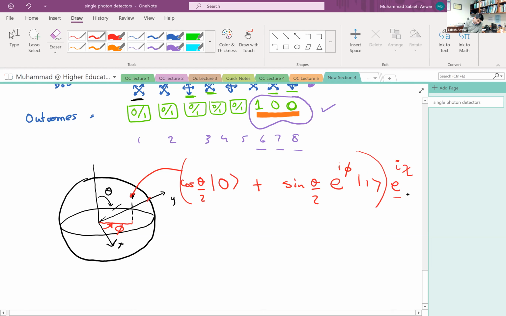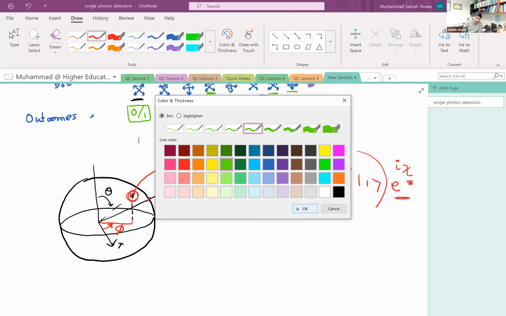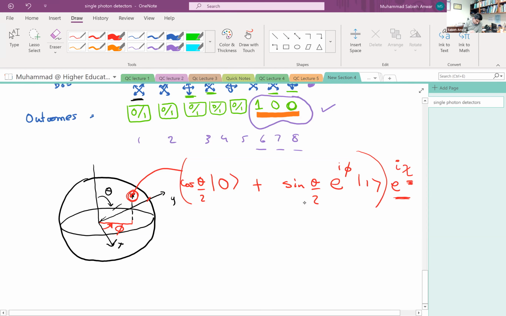So this chi is a global phase now. Now where do I lie on this Bloch sphere? I lie at the same point here. I don't go anywhere else. So this global phase has no bearing on where the state lies on the Bloch sphere. It just lies at the same point.